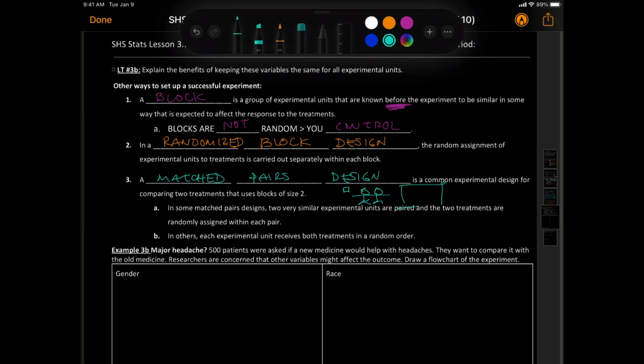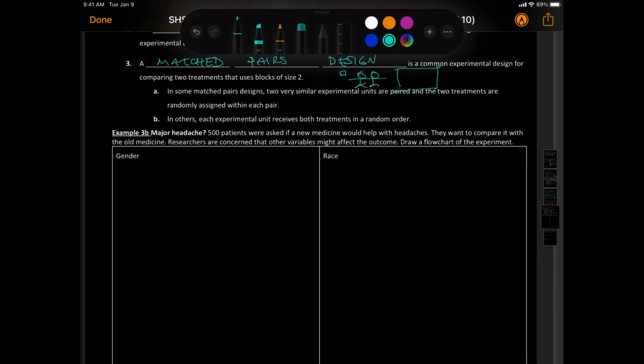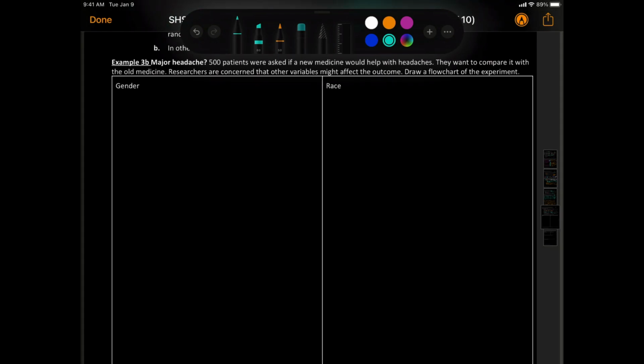the small breakfast bar, and you give one the really big one. In other words, each experimental unit receives both treatments in a random order. And then you can switch it the other day. All right, let's do this example here.